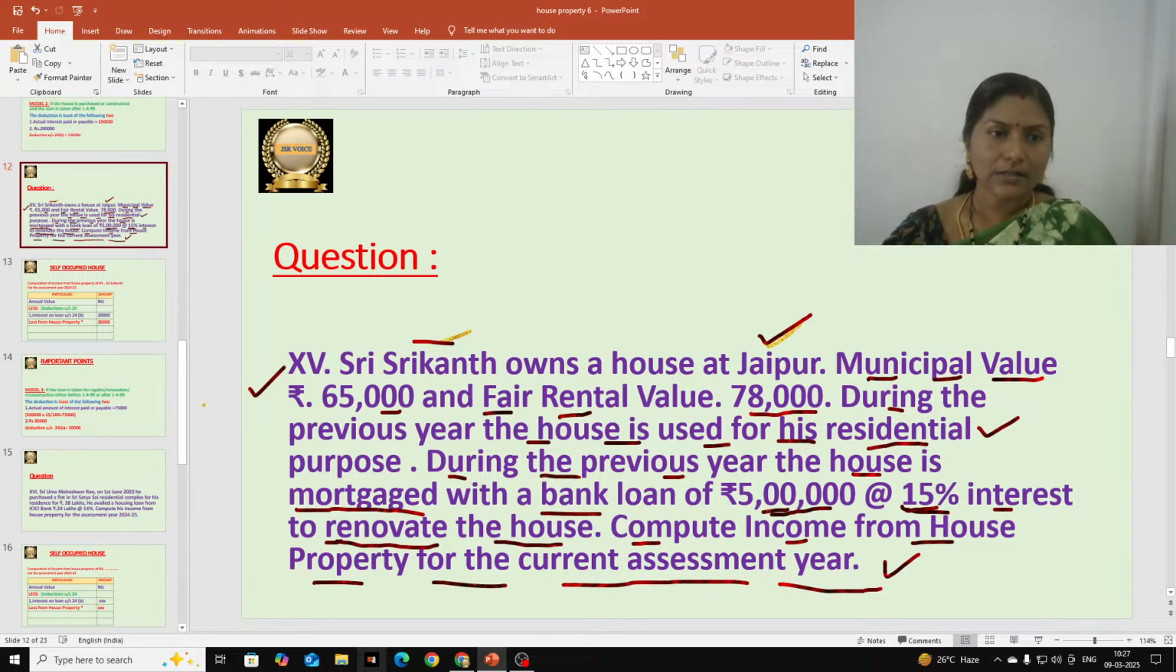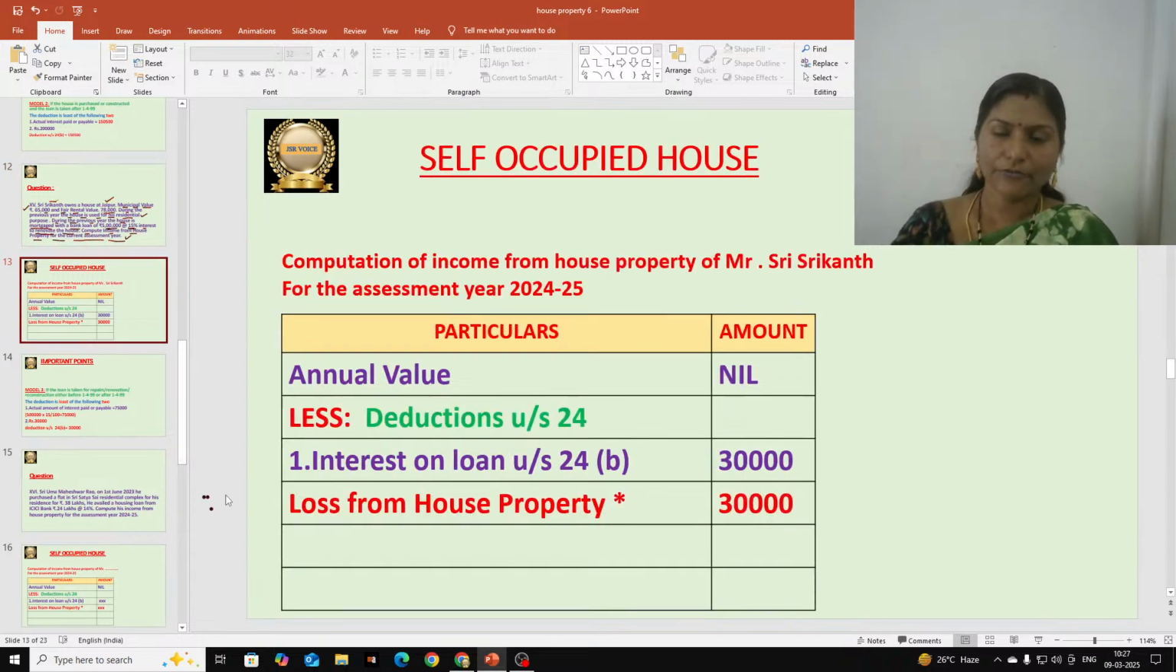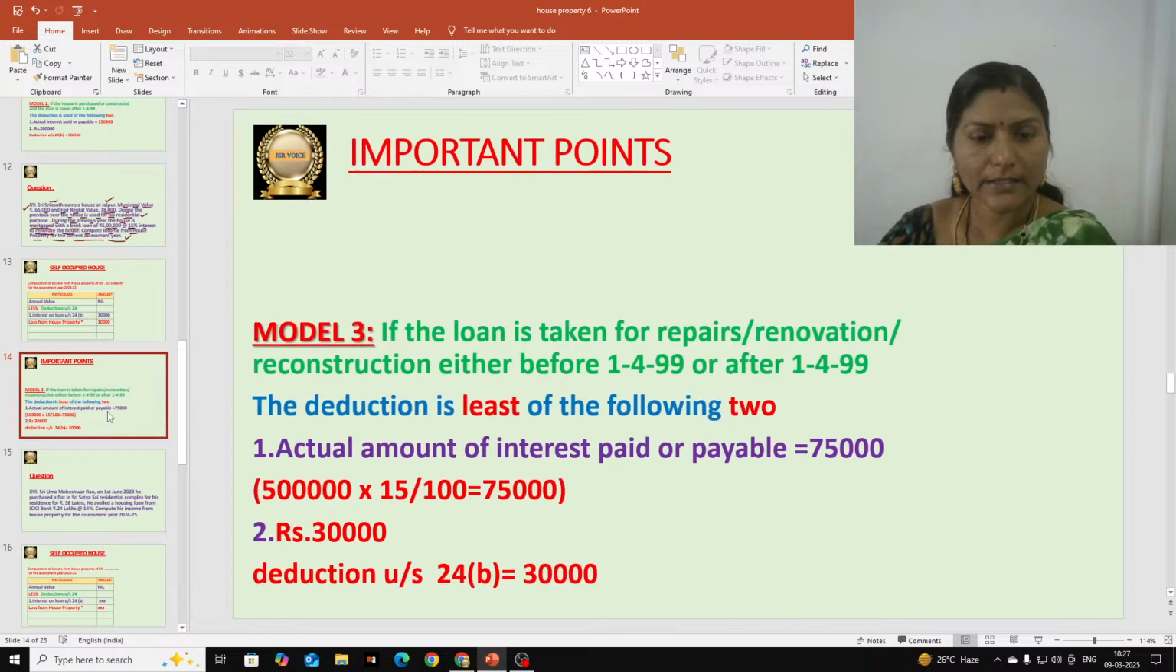Next, the solution. This is the format that we followed. The same format we should follow for self-occupied houses, and self-occupied house problems are actually very easy. So simple. Here we don't have to calculate anything else except interest on loan. And next, this is the working notes that we did.